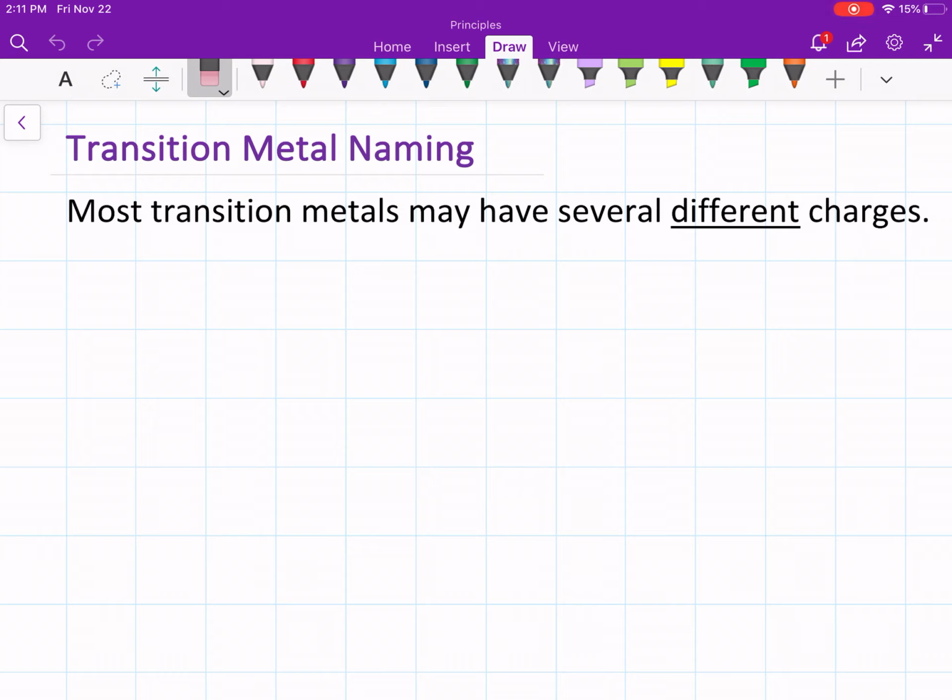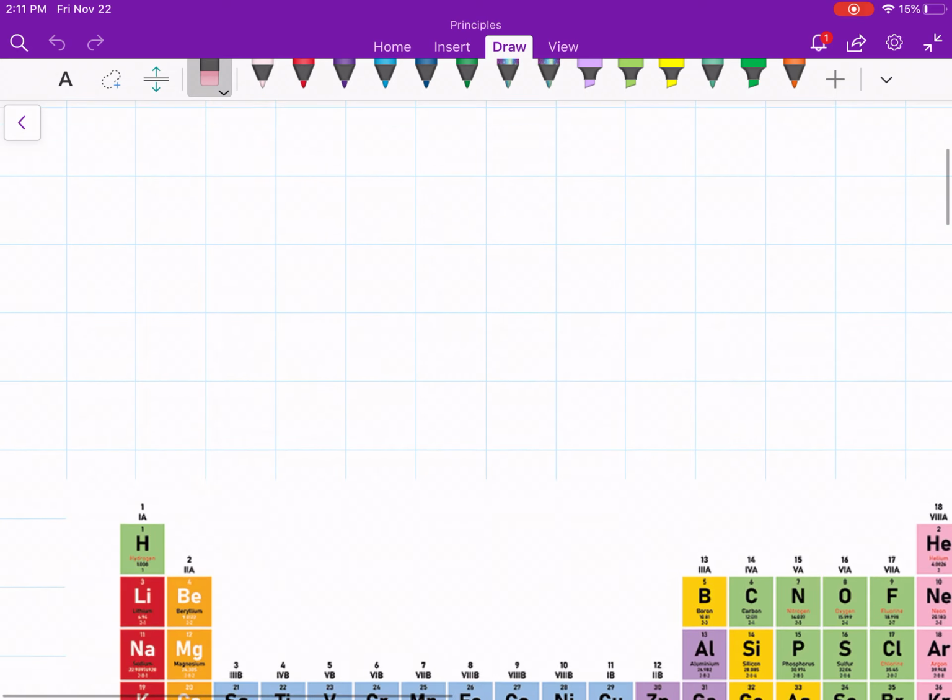So not only are they hard to predict just by looking at where they sit on the periodic table, but they can vary in many cases, and actually the same element, the same metal, can have more than one possible charge. So first of all, what are the transition metals?